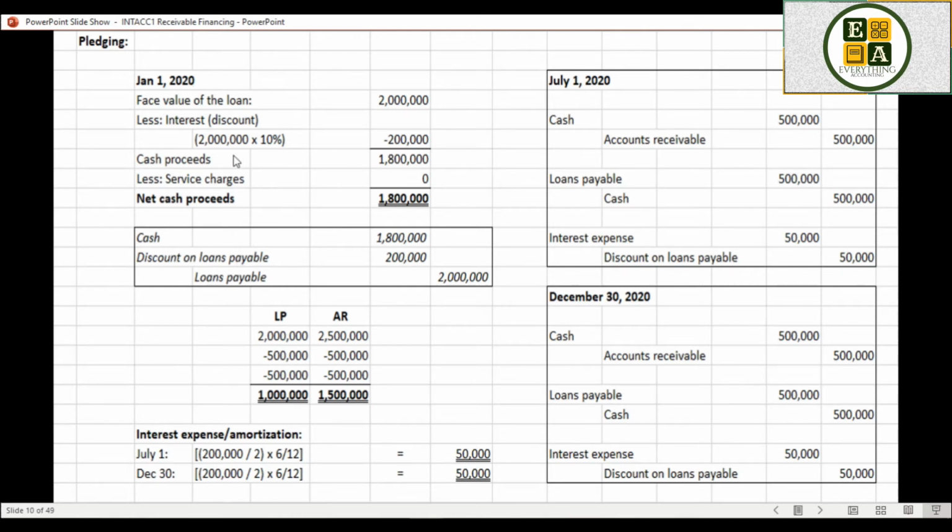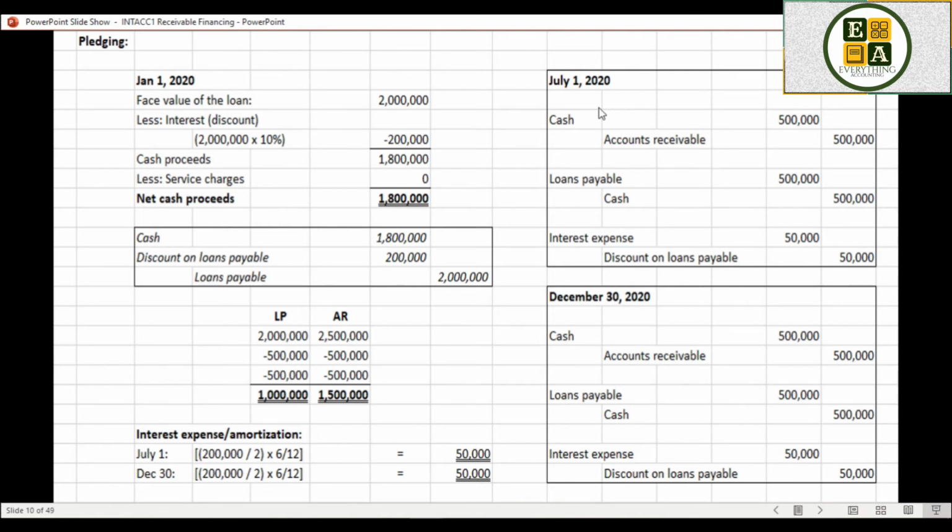Now, for purposes of amortization of the discount, yung gagawin natin dito for 200,000 is we're going to follow the straight line method of amortizing discount for purposes of simplicity na lang. So therefore, 200,000 divided by 2, because 2 years yung life ng loan. Annually, meron dapat tayong 100,000. But since we have collected 500,000 each sa July 1 and December 30, paghahatiin natin yung 100,000 into 50,000 each sa July 1 and December 30 na payments.